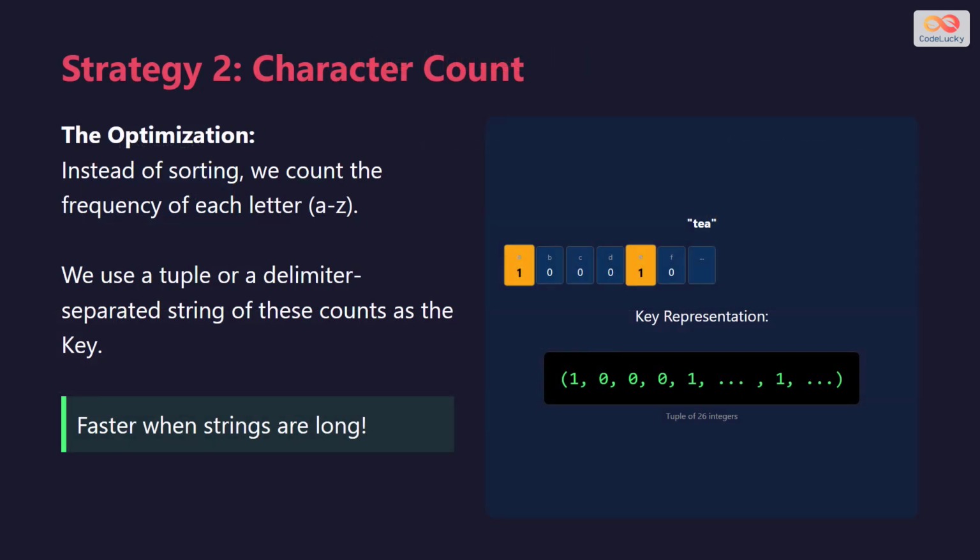A more optimal strategy is to use character counts. Instead of sorting, we can count the frequency of each letter from A to Z, since anagrams have the same character counts. This frequency array will be identical for all of them. We can convert this array into a tuple or a string to serve as our hash map key.